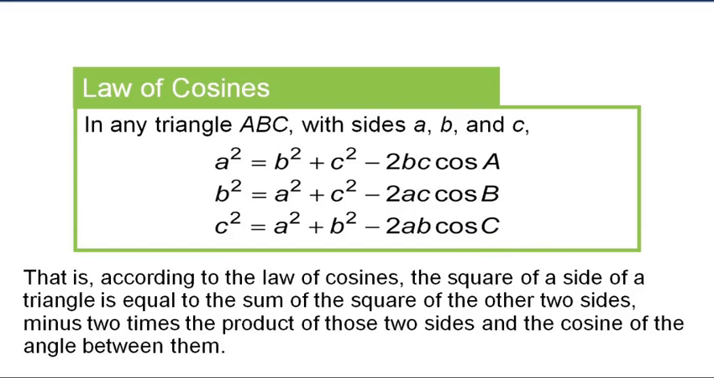So if you want b squared, you're going to do a squared plus c squared minus 2ac cosine b. If you want c squared, you're going to do a squared plus b squared minus 2ab cosine c. And these 3 are on the formula sheet that you get on test day.